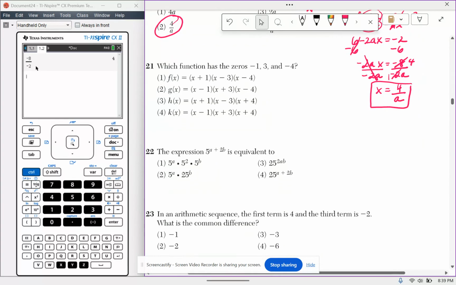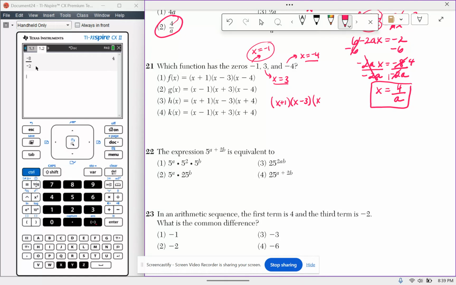21. Which function has zeros -1, 3, and -4? When we're given the zeros, we rewrite them like this, and then they become very easy to put into factored form. When we take a zero and put it into factored form, its sign flips. So we're looking for an equation that has these 3 factors. This one has an x plus 3, so I can get rid of it. I now have x plus 1, x minus 3 in both, and then this one has the plus 4.